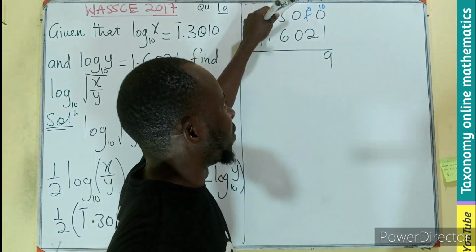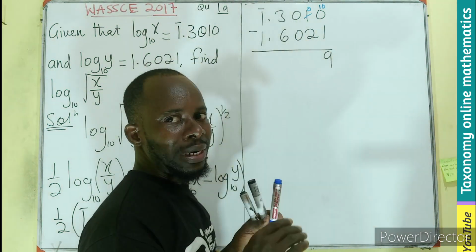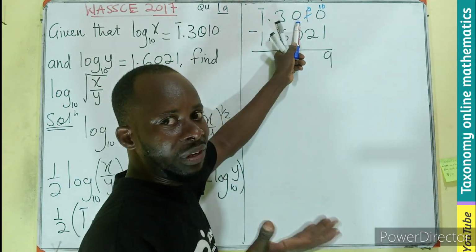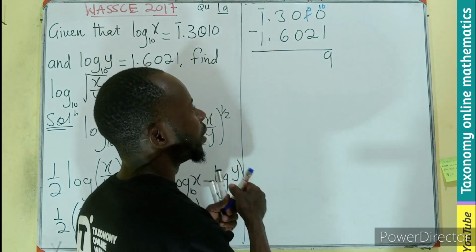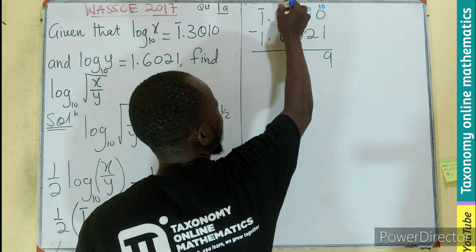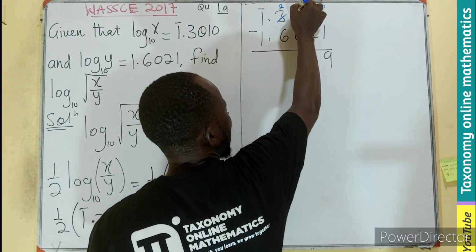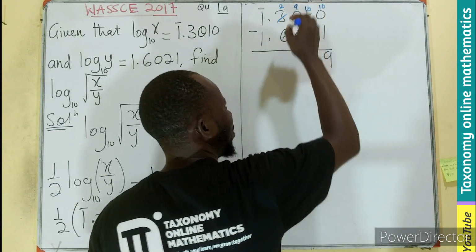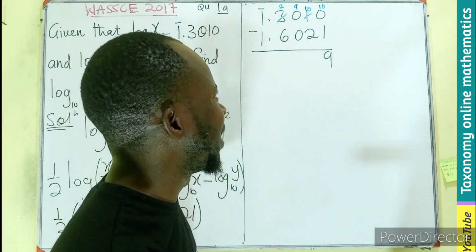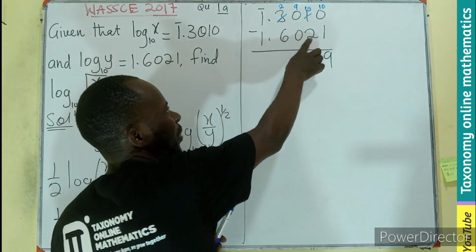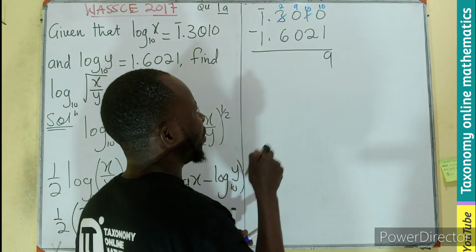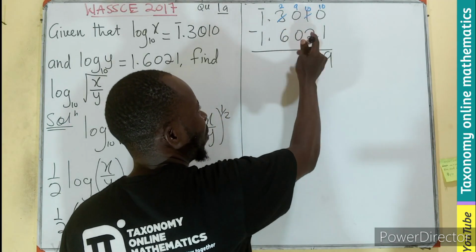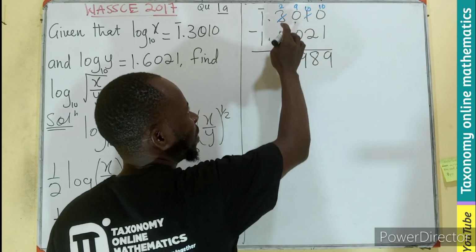Then what is left? 0 again minus 2. That cannot be possible. We borrow from the immediate left, which is also 0. So we go all the way to the 3, making it 2. Here will become 10, which we borrow again to become 9, then put the 1 there. So now we have 10 minus 2, and I believe that will be 8. Then 9 minus 0 will remain 9.